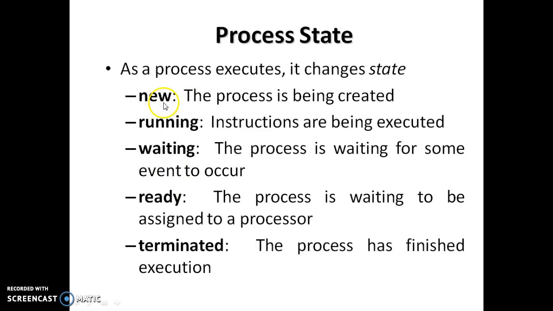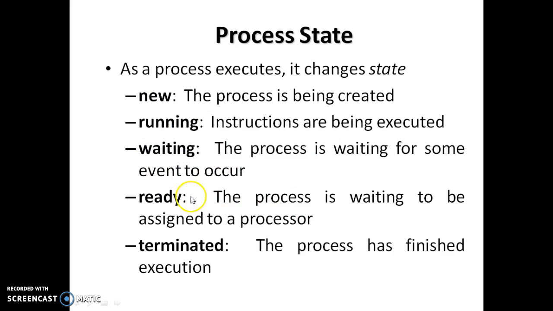It starts with new, where the process gets created in the main memory. The next state is running, or run or execute, where instructions are executed on the main memory by the processor. The third state is waiting, where the process waits for some event to occur, like an interrupt or some IO event or some miscellaneous need, and if that event does not occur, the process cannot run.